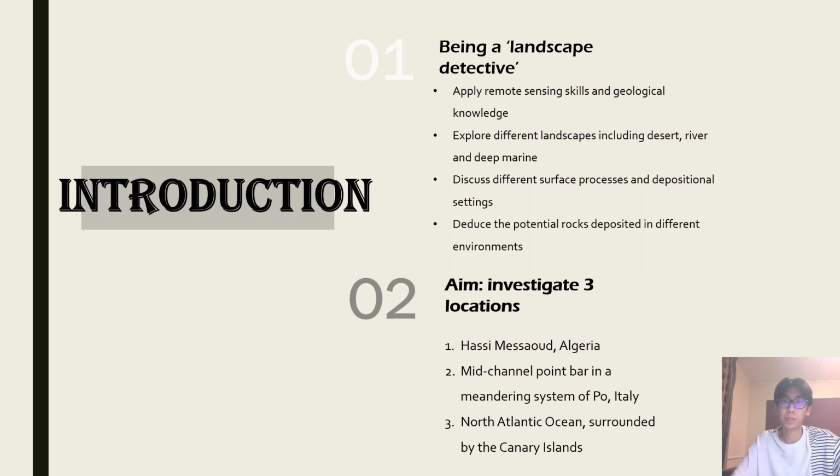The principle of this coursework is to become a landscape detective by applying remote sensing skills and geological knowledge to explore different landscapes, including desert, river, and deep marine. In this coursework, we discuss different surface processes and depositional settings in order to deduce the potential rock deposited in different environments by the different processes. The aim is to investigate three locations which are listed below.